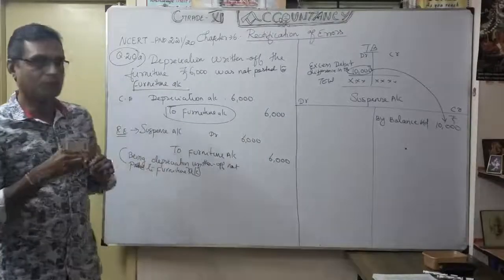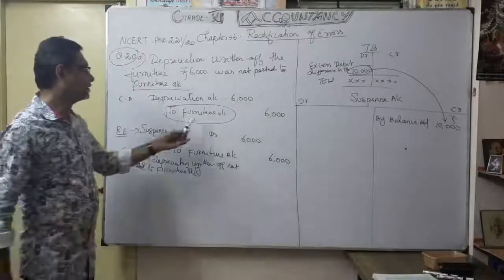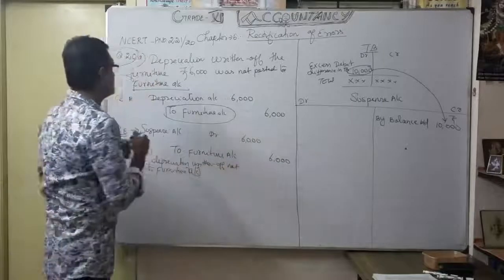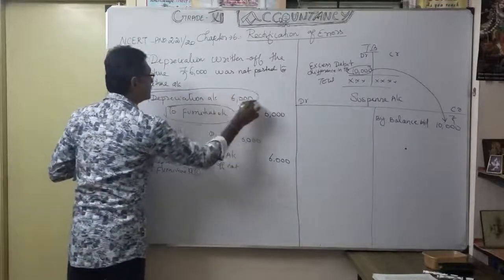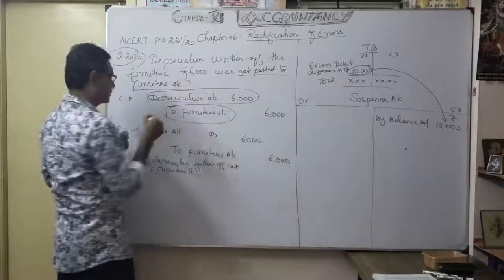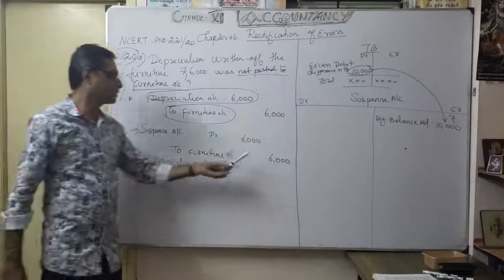Here there is no question of a wrong entry. They forgot to do the credit side. That's the part they did not post. So now we are going to post 6,000 to furniture account. The debit part they have done clearly, but the credit was not posted to furniture account. So now we post it: suspense account debit 6,000 to furniture account 6,000.